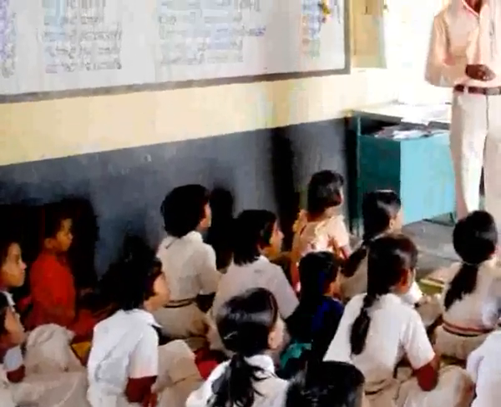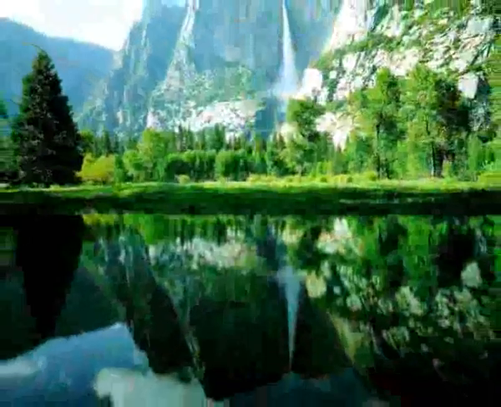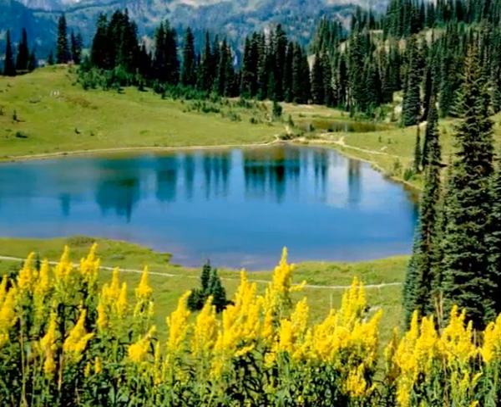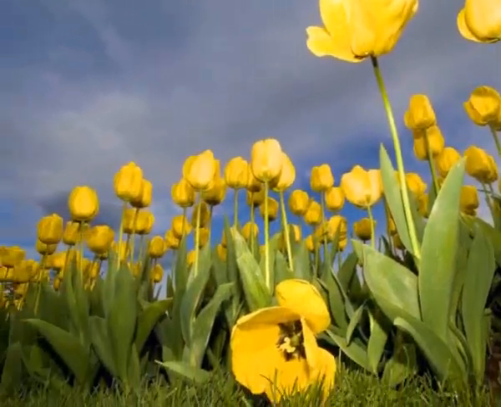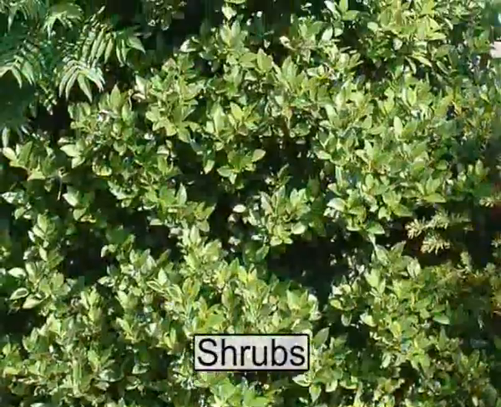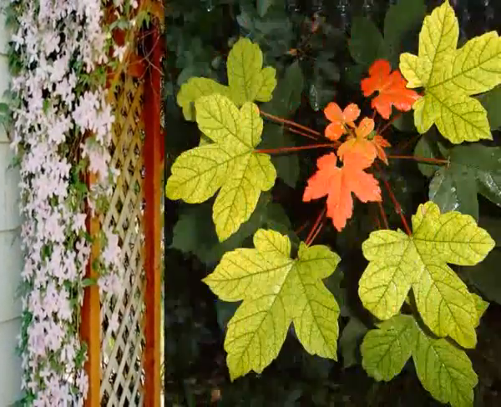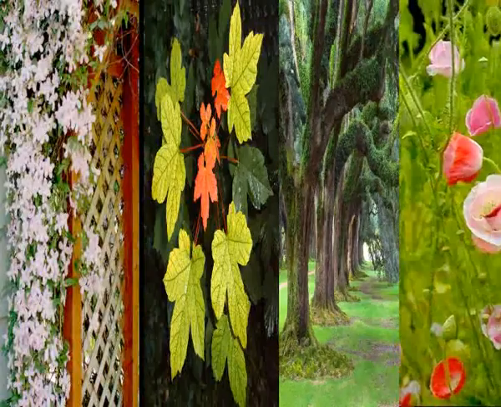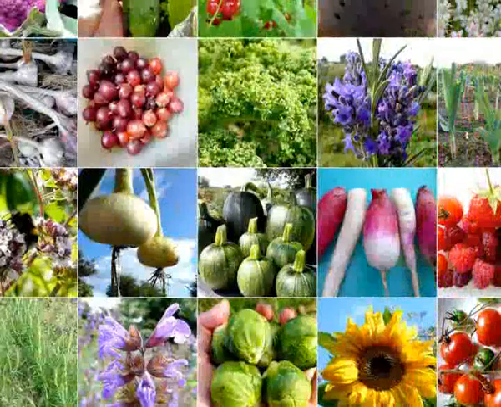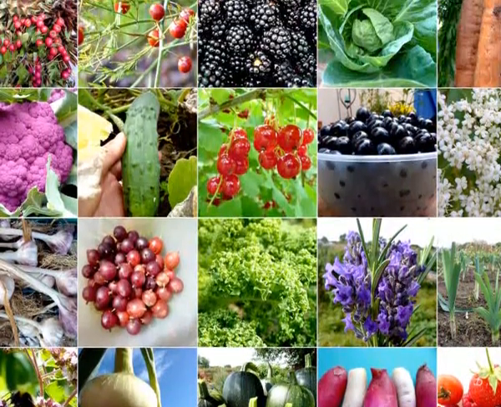Children, close your eyes for a moment and think about the importance of nature in our lives. First thing that will strike your mind will be the plants, the most valuable gift of nature for us. Plants are of different types: herbs, shrubs, trees, and climbers, and all these types have different shape, size, and color. All these types of plants are helpful to us in some way or the other.